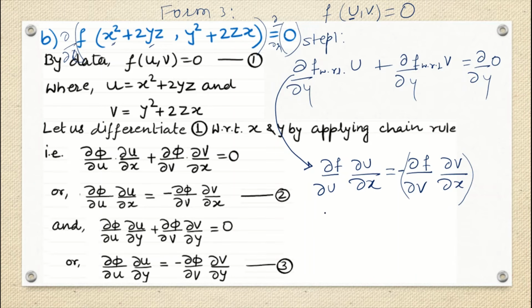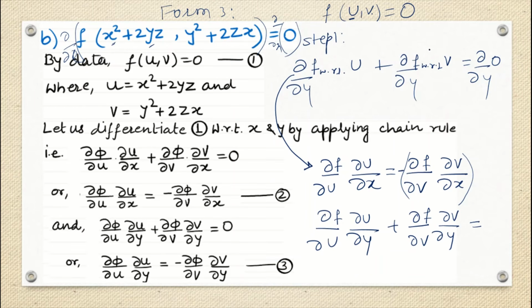I am going to write down del by del y of the function with respect to u, and then plus del by del y of the function with respect to v. This is my left hand side, and the right hand side is del by del y of 0, which will be 0 only. Here I am only rearranging the equation.